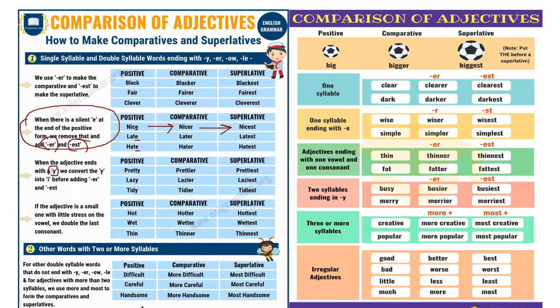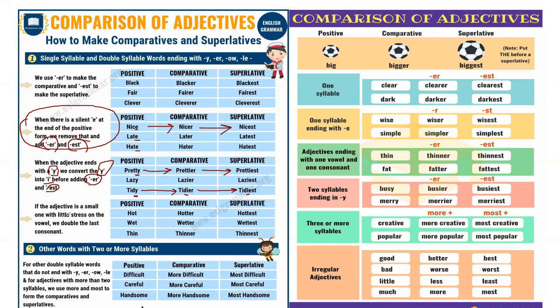And when the adjective ends with a y, you have to convert the y into i before adding er and est. That's another rule that you have to know. So pretty, it ends with a y, right? So you have to use that one by converting the y into i. So it becomes prettier and prettiest.